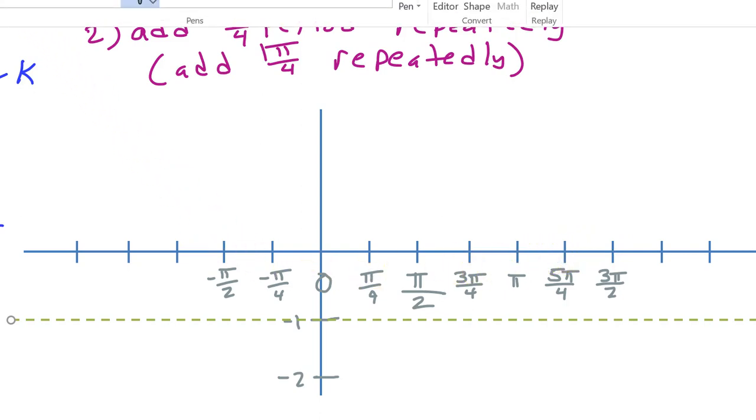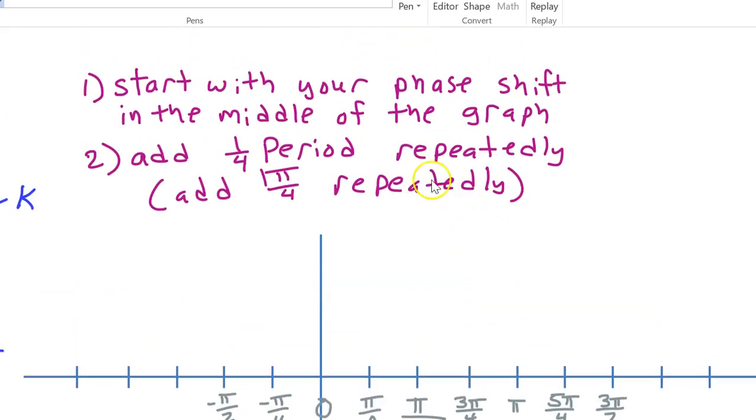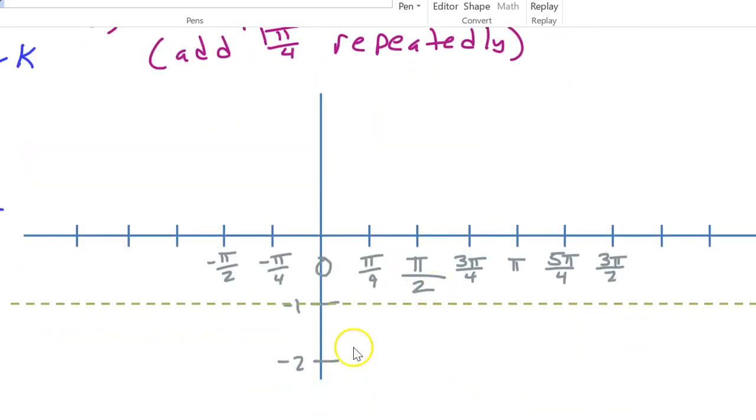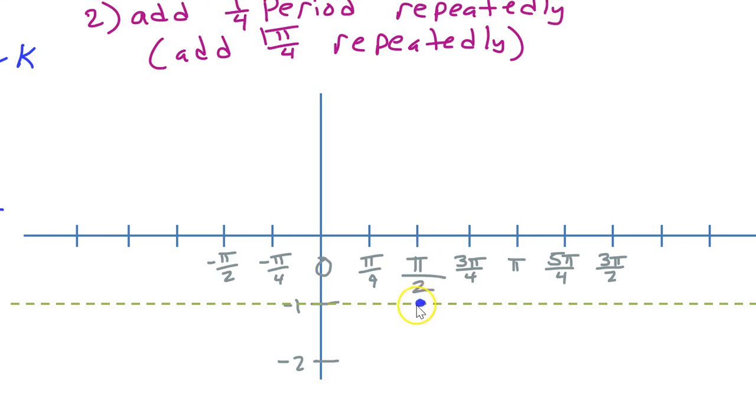So it's finally time to put some actual dots representing points on this graph. Now please remember pi over 2. Let's not forget step number 1. We started with the phase shift right in the middle of the graph, and our phase shift was pi over 2. So that's why this is right in the middle of the graph. So there should be a point on the midline right in the middle of a tangent graph. I'm going to go ahead and put a point now, but this is the point that normally would be on the x-axis, but it's going to be on the midline.